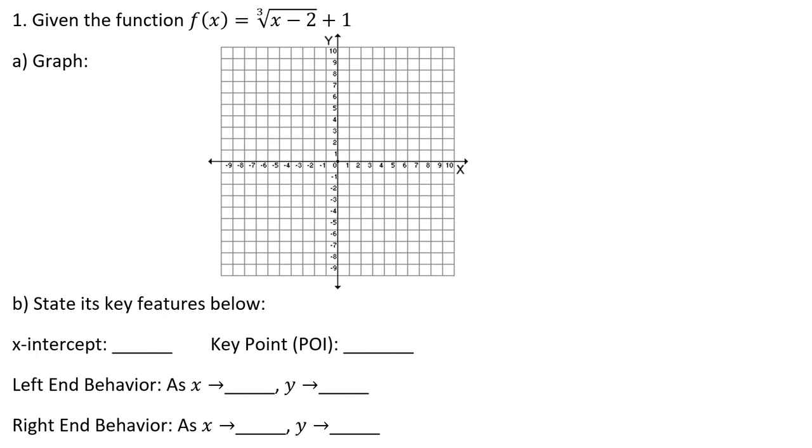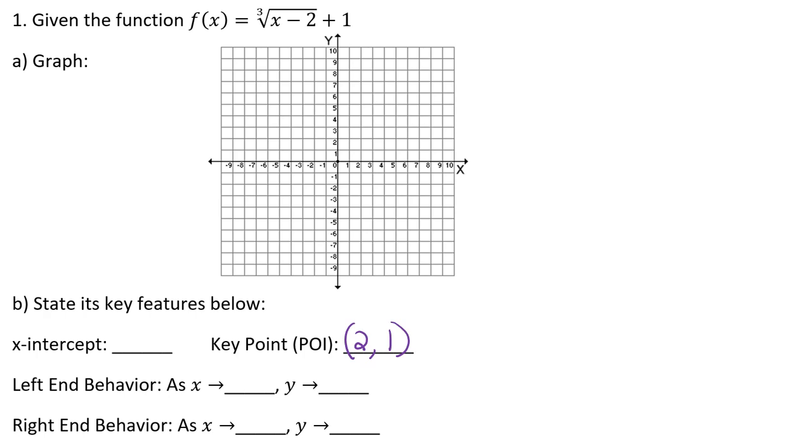Okay, problem one. We have a cube root graph, and we're going to graph it. So the first thing we need to do is find the key point, and we do that by asking the question, what number minus 2 would equal 0? Positive 2. And then our back number is the y value of our key point.